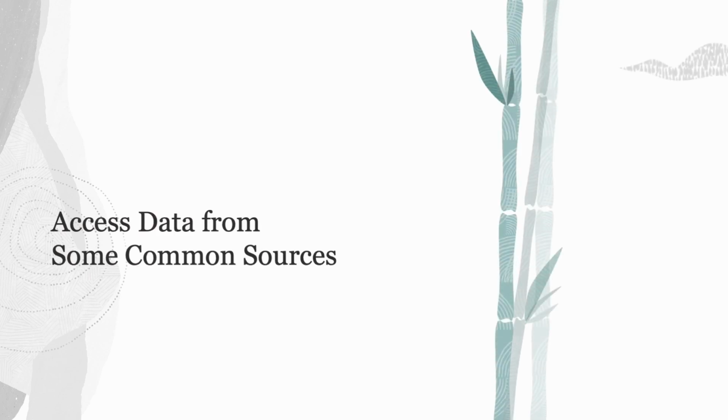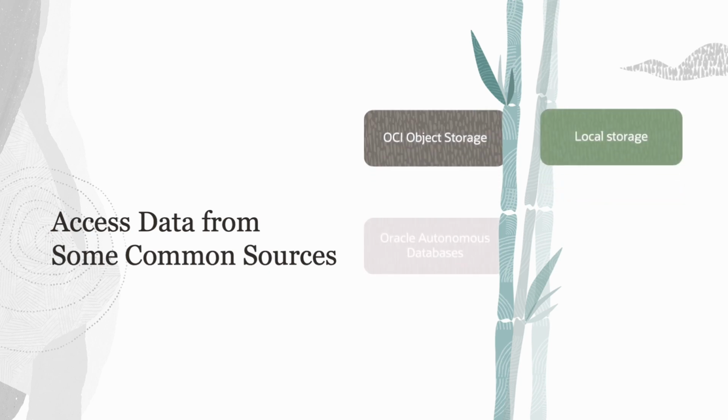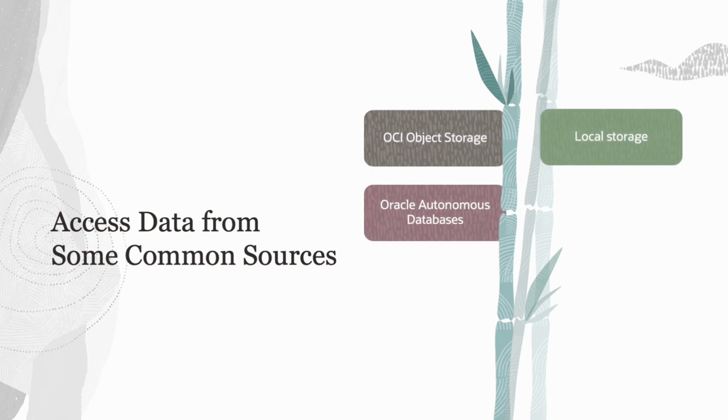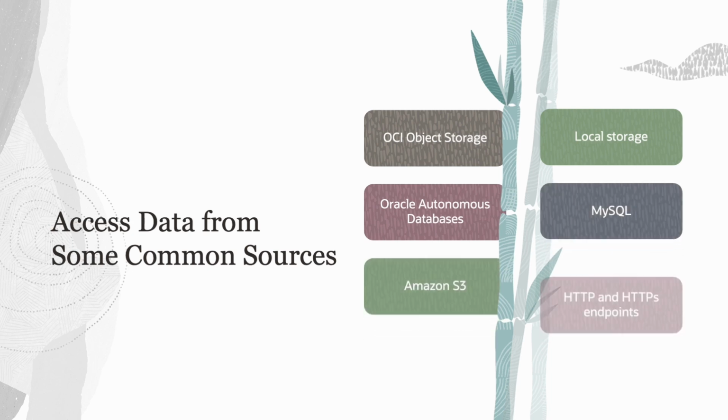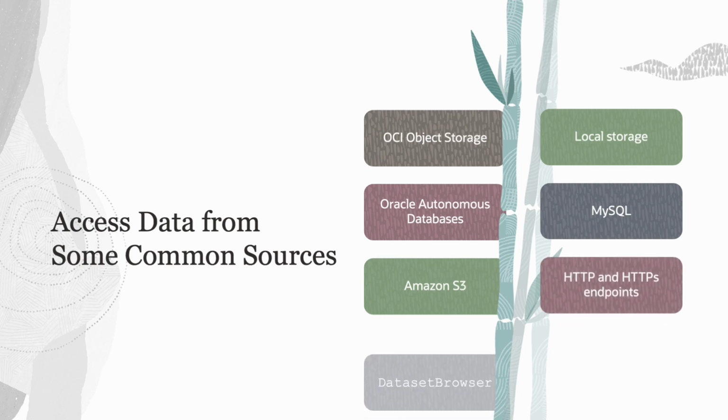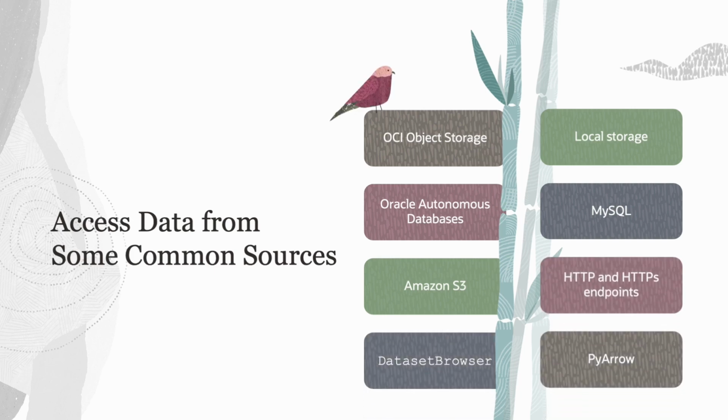We will now move on to discuss some of the key sources from which we can access data in data science. We will discuss OCI Object Storage, local storage, Oracle Autonomous Databases, MySQL, Amazon S3, HTTPS endpoints, dataset browser, and PyArrow. We will discuss all of these one by one, but keep in mind, we are not limited to these data sources. There are many more from which we can access data.